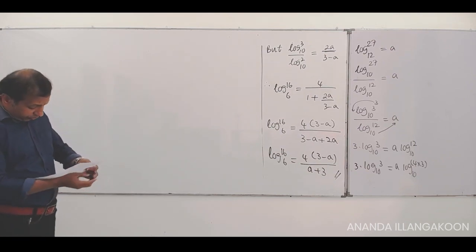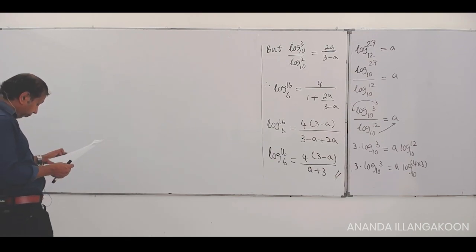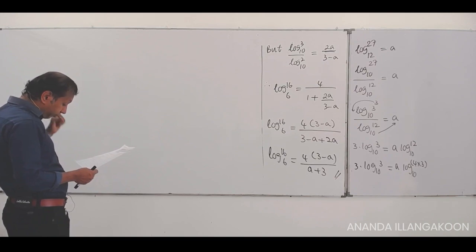y equals 2x plus 1 mod, y equals mod 4x minus 1. It asks you to sketch both in the same diagram.